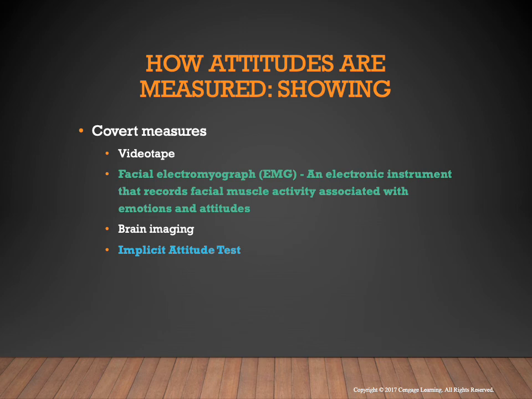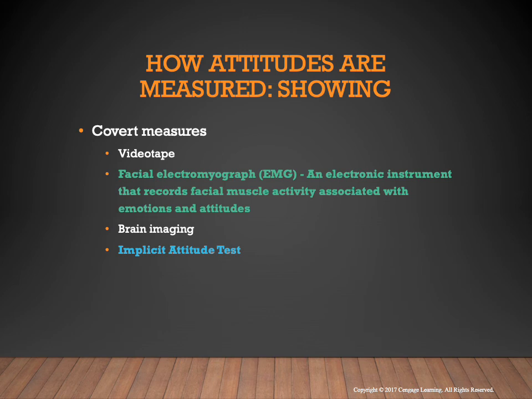This is kind of a high-tech option. It's an electronic instrument that records facial muscle activity associated with emotions and attitudes. And it's quite sensitive, so it can notice just the slightest flinches in muscles that are associated with smiling or frowning or brow furrowing. And that can help us capture the type of emotion an individual is feeling, and we can then correlate that with certain attitudes.